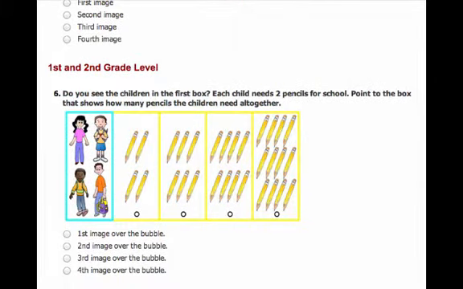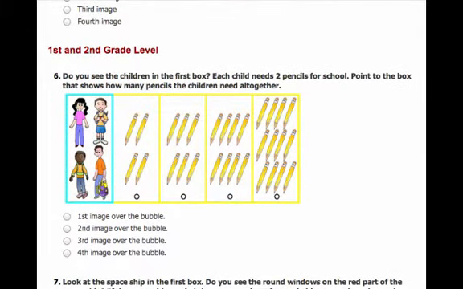Here we see, although traditionally you don't have a difference in the quantitative score on this test, it clearly has a lot of math embedded in here. So this question is, children have to listen to you read this. Do you see the children in the first box? Each child needs 2 pencils for school. Point to the box that shows how many pencils the children need altogether. So this would be a question where they have to see that there's 4. They're going to have to double that. And a lot of times the children see 4 children, they pick 4 pencils. So this is also a difficult question for them.